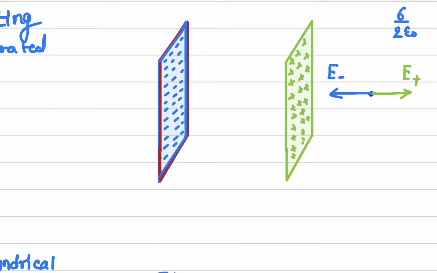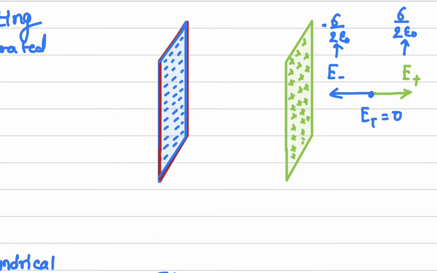The electric field value due to each plate is sigma over 2 epsilon naught. This value is also sigma over 2 epsilon naught, both due to the plates. This is positive and this is negative. So what is the total electric field at this point? It is exactly 0. So the total electric field outside the region is 0.